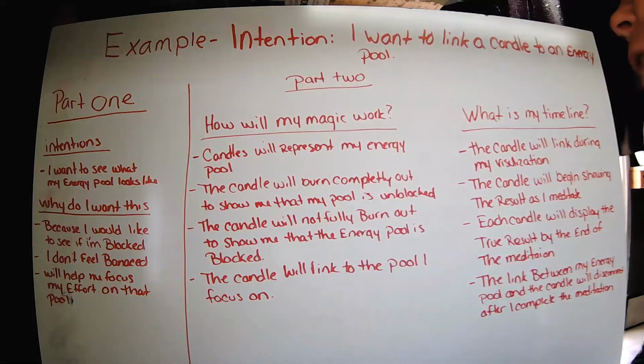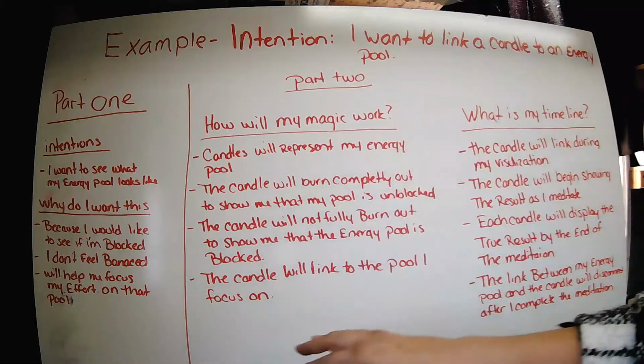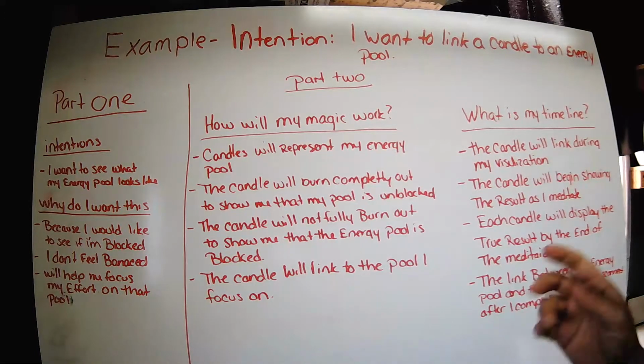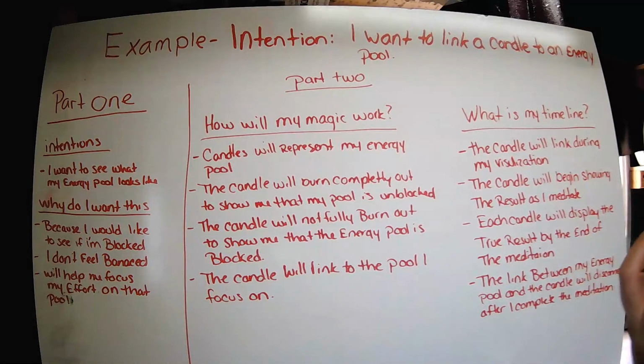So now I'm going to take you back to my intention and pull you from part 1 and go into part 2. Obviously I wanted to see what my pools look like. I needed to know if I was balanced and wanted to help focus. So I needed a physical representation of what my energy pools, my chakras, looked like, so that I can focus my work on the particular chakra that needed addressing. So how did I come about doing this? Now, I've shortened some of these. I have much longer lists and some more specifics, but I wanted to keep this short and sweet for you.